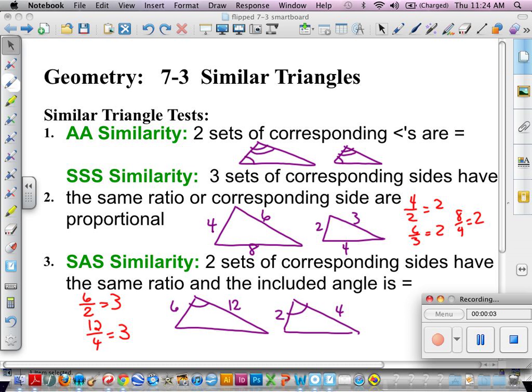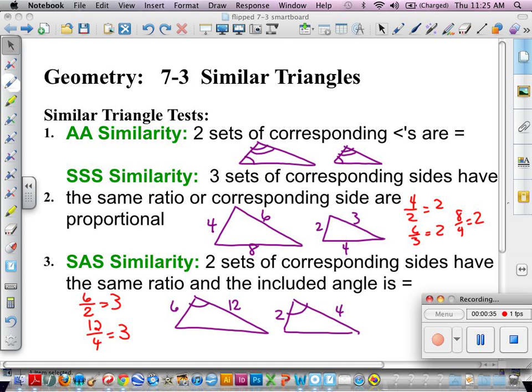Geometry students, in section 7-2, we dealt with similar figures, and we had to show that we had corresponding angles equal, as well as the ratios of the sides being equal or having the same proportions. In 7-3, we're going to focus on triangles and showing that triangles are similar. We'd have to show all three sides have the same ratio, and then all three sets of corresponding angles would also have to be equal.